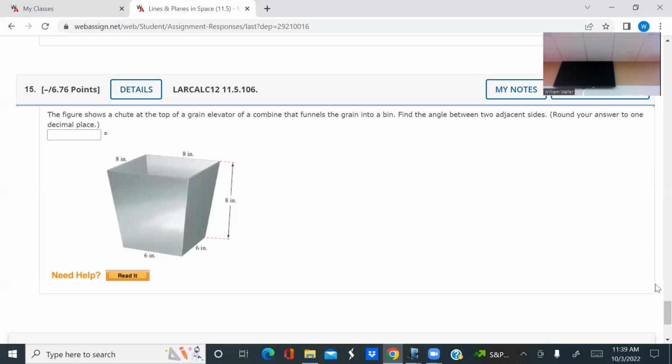But the chute is not quite a square or rectangular, right? Because it's a chute, so it's funneling down. So the bottom here is a 6x6 square, but at the top of the chute, that's an 8x8 square at the top. But these are still flat surfaces, the sides of the chute. So what they want to know is, again, what's the angle between the sides?